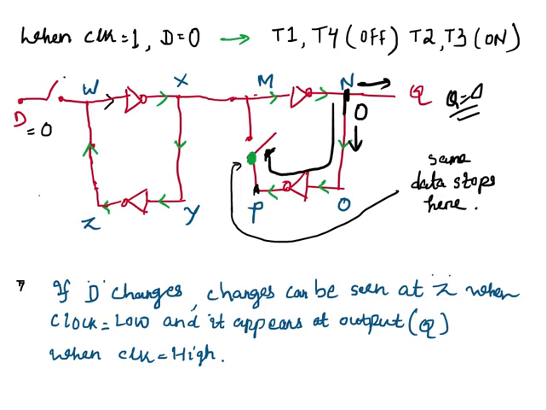So it stops here unless this is closed, okay. So if D changes, it can be seen at Z. When D changes can be seen at Z when clock equal to low, already we discussed, and it appears at the output when clock equal to high, already I explained this one, okay.